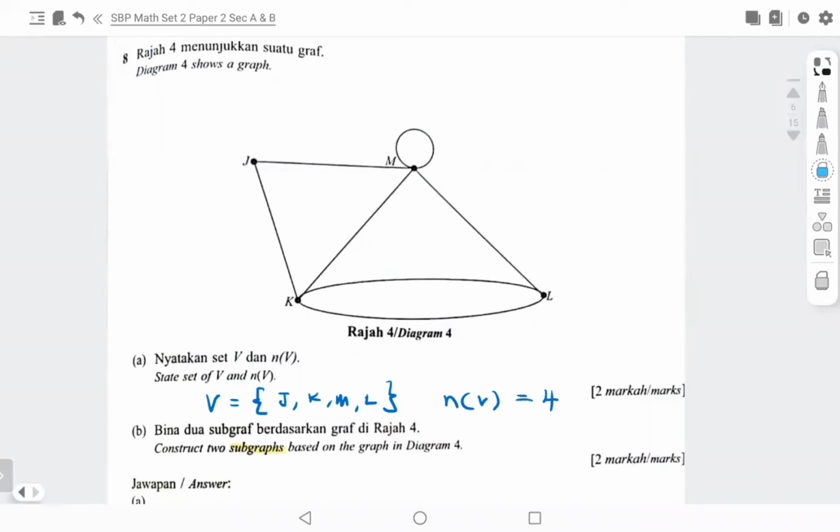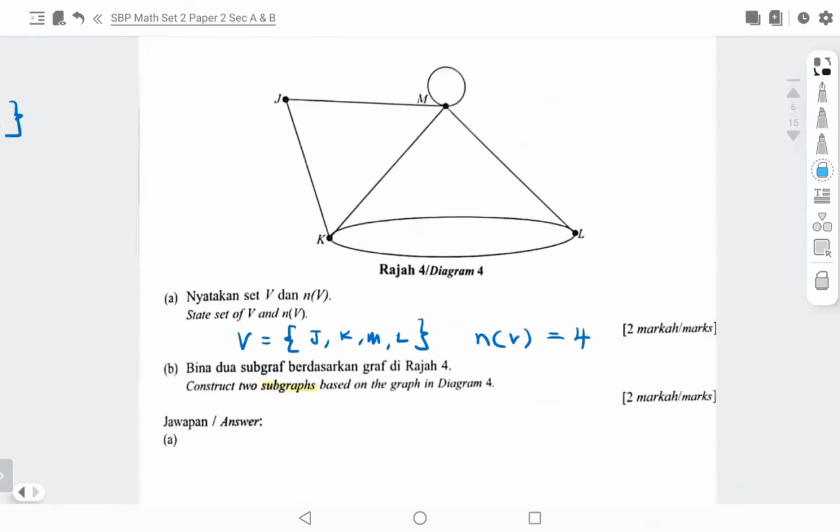Okay, make sure. Yeah, sorry. The subgraph, even the curve points can also be drawn. Can, as long as it's partial. So it has a lot of answers. Just construct 2, enough.